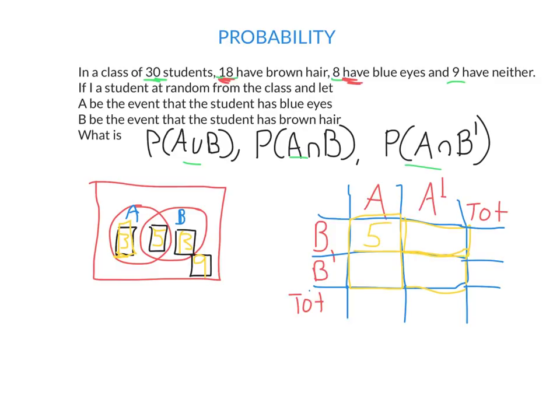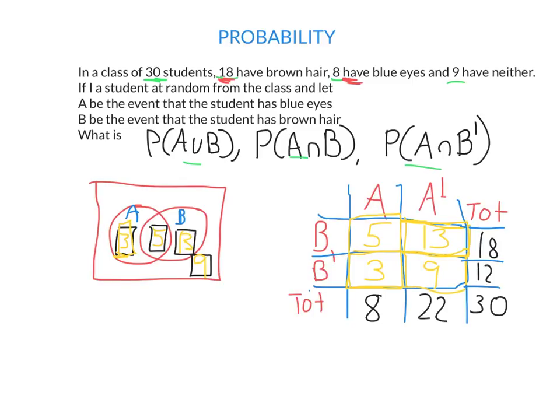Here, these are the students not A and B, so they did not have blue eyes, but they had brown hair, and there are 13 of those. Over here, we have the students who had blue eyes, but not brown hair, and then there's neither. So we can fill in the totals. They should add up to 30, and they do, so we've done something right.